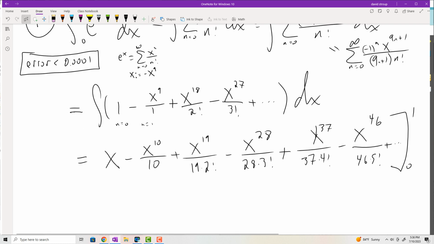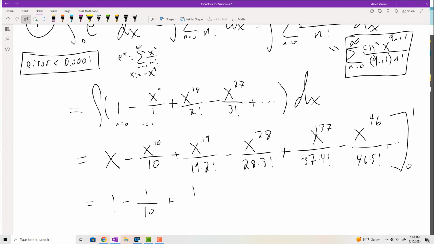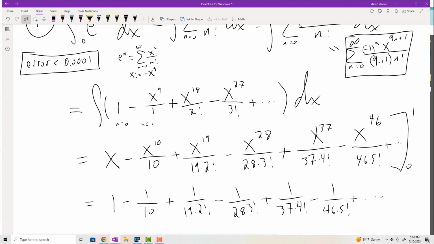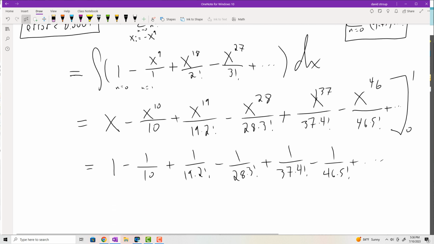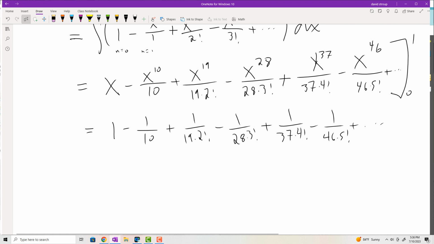Let's make sure my index was correct on this summation on the top right here. Starting at n equals 0, yeah, that works. Plugging in the limits, if I plug in 1, I'll get 1 minus 1 to the 10th is 1, so 1/10, plus 1 all over 19 times 2 factorial, minus 1 all over 28 times 3 factorial, plus 1 all over 37 times 4 factorial, minus 1 all over 46 times 5 factorial, plus blah, blah, blah. Minus all that evaluated at 0 is just 0. Okay, so I need not worry myself about the lower limit.